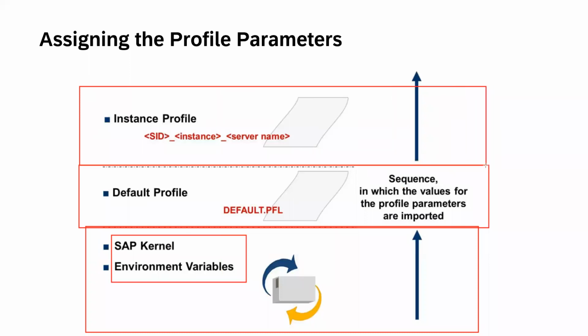Okay, so for example, if you have added one parameter into two profiles, you have added the same parameter in the default profile and also added the same parameter in your instance profile, both with a different value, then which value will be effective in the system? The value which is read last. So the value which is there in your instance profile will become effective, because after loading the default profile, it will load the instance profile. So the values from your default profile will be overwritten by the values from your instance profile. Is that clear to everyone?